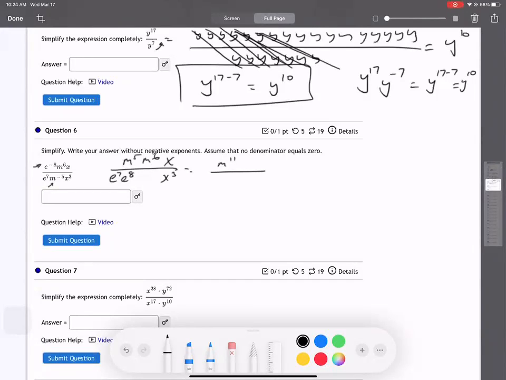7 plus 8 is 15. 15 on the bottom. And we can say, oh, x and x cubed cancel out, leaving me x squared on the bottom.